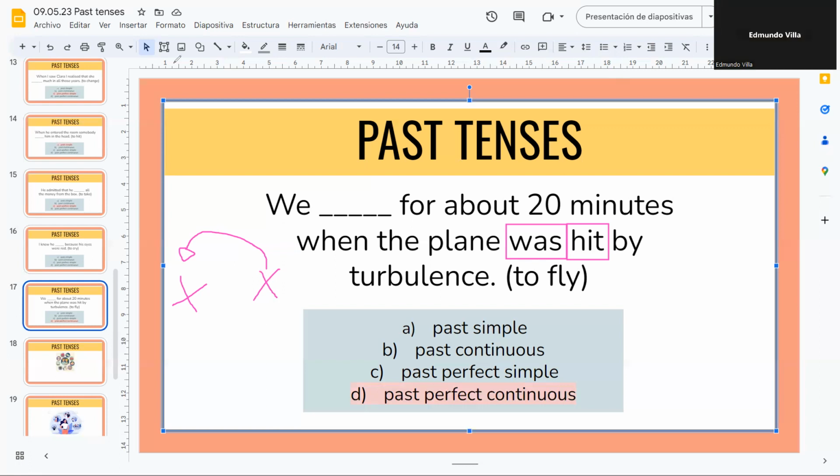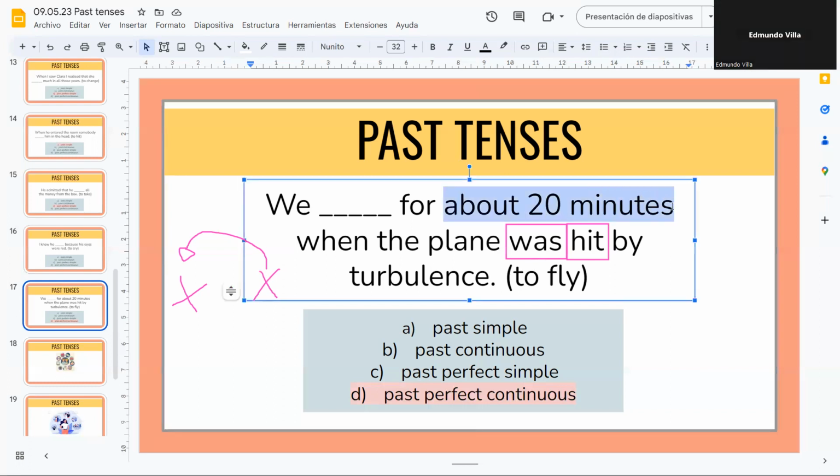Valeria, in that sentence, how do we use the past continuous? Do you mean if it's possible to use the past continuous? You said that it's not possible, but it's correct to say we were flying when the plane was hit by turbulence? Yes, it is possible. Yeah, if you change it a little bit, and if you take out the minutes, it is possible. Like this. Okay, thank you.